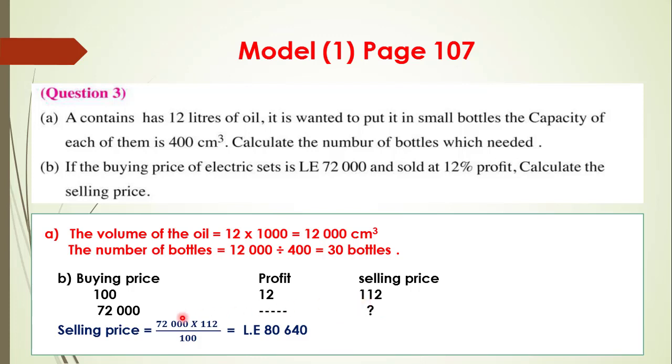So I'll use cross product. 72,000 times 112 over 100. The result will be 80,640. So the result will be 80,640 pounds. This is the selling price.